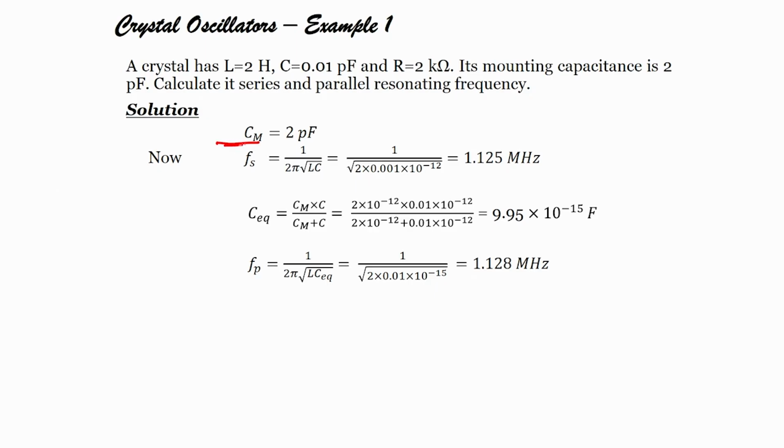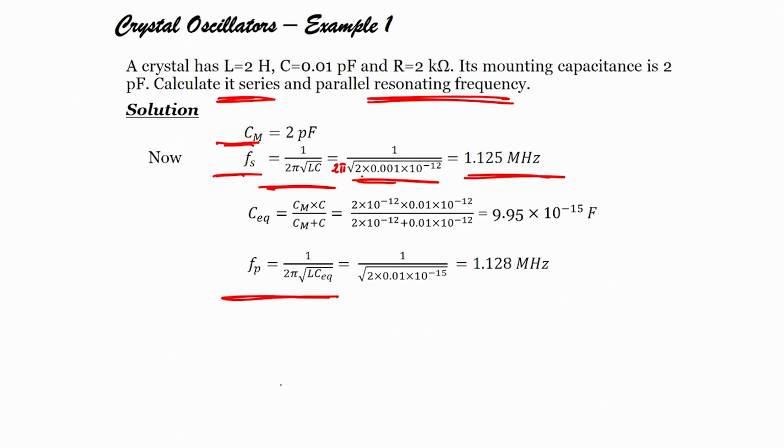We are given Cm, now we have to find Fs. Fs is the series resonant frequency. Fs is nothing but 1 by 2 pi under root of LC. L is 2 Henry, C is 0.01 picofarad, so we write 1 by 2 pi under root of 2 into 0.01 into 10 to the power minus 12. When you solve it, that will give us Fs of 1.125 megahertz.